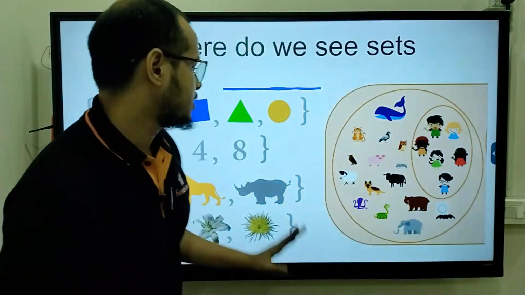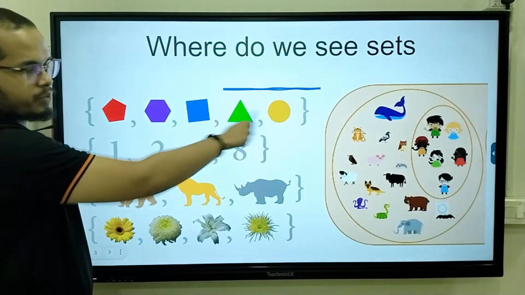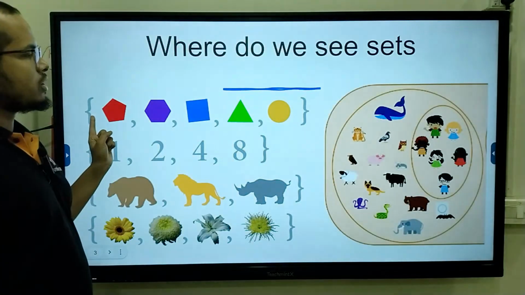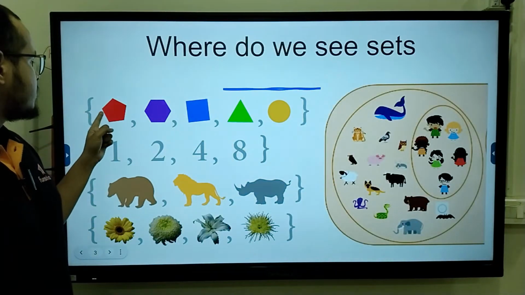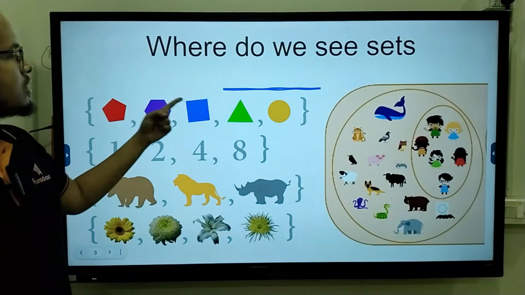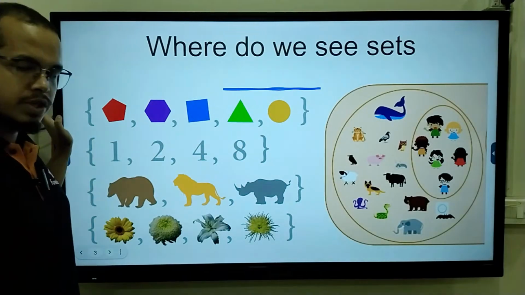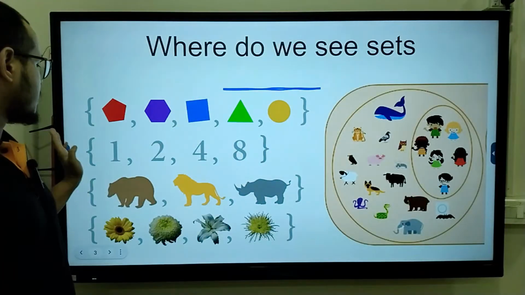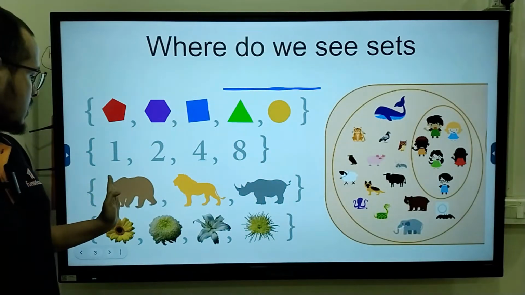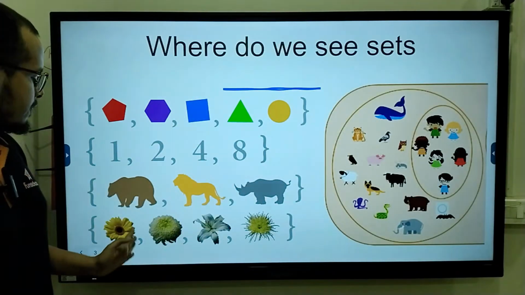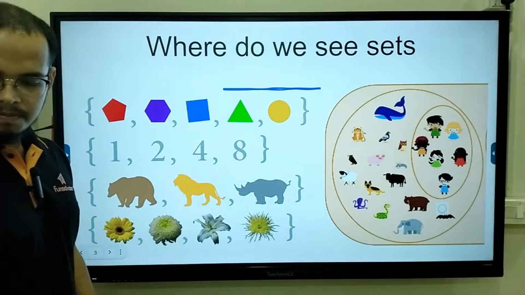The first set we have written is a set of what? Shapes. First, second, third, fourth, fifth. So there are five shapes. So these are a set of shapes. Second is a set of numbers. Third is a set of animals. Fourth is a set of flowers. Did you get it?